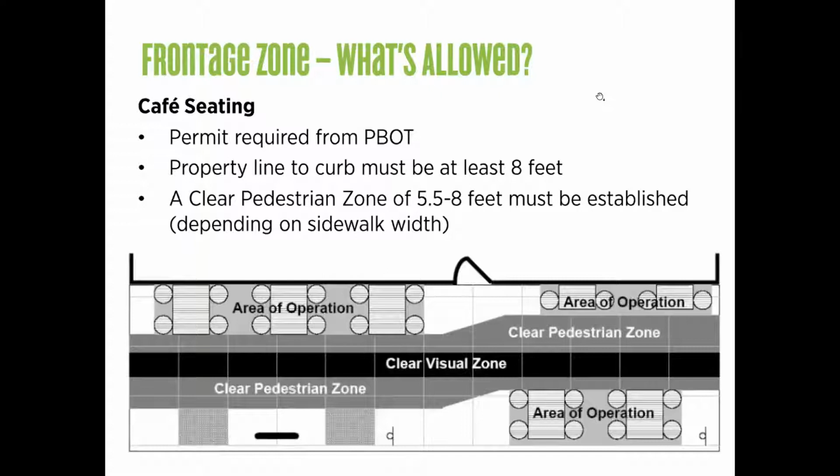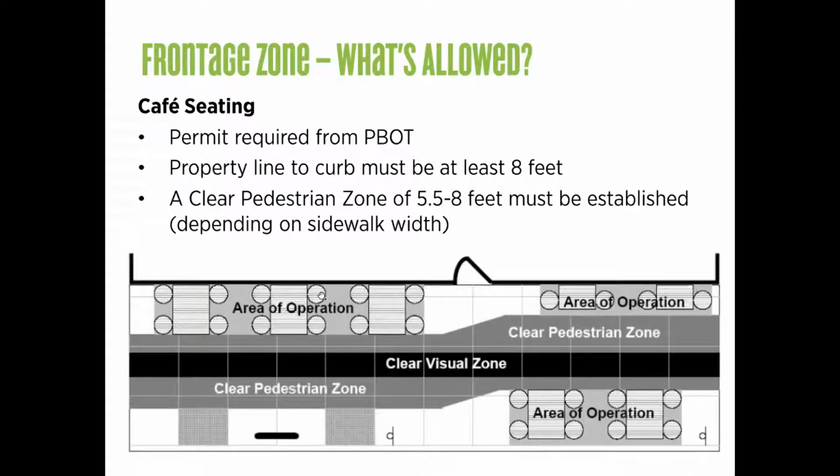You can also have cafe seating in this area, depending on the size of your frontage zone. You need to have at least an 8-foot sidewalk if you're going to have cafe seating. PBOT can help you determine whether or not this is possible for your space. You also need to make sure that there's a clear pedestrian zone of 5.5 to 8 feet if you do decide to put cafe seating.